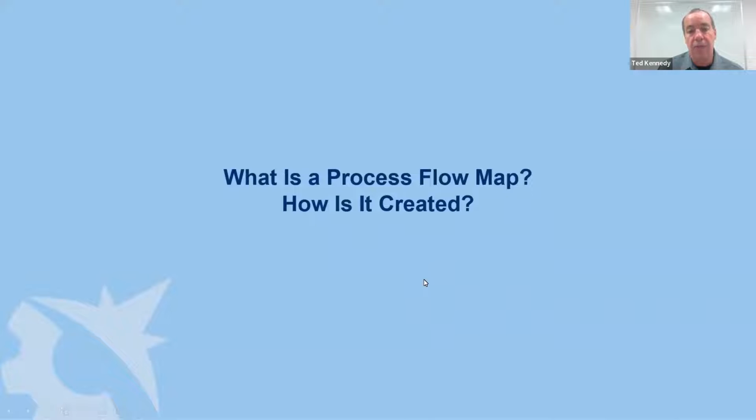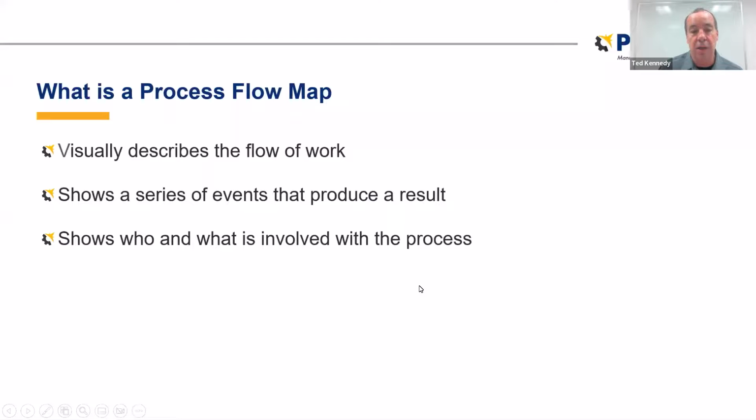So what is a process flow map and how is it created? We're going to show that now. It's really a graphical diagram that shows the flow of work and information through a system. It shows all the series of events that lead up to completing the process, and it will also show who's involved in the process.